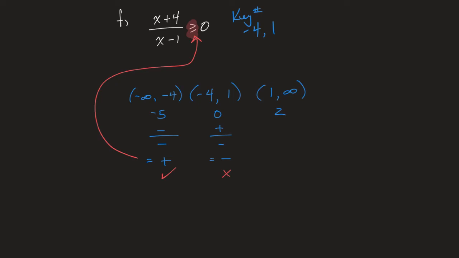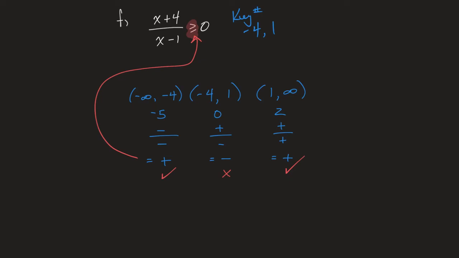And now I'll do the same thing with my last interval. I'm imagining subbing in 2, or I am subbing in 2. 2 plus 4 gives me a positive. 2 minus 1 gives me a positive. A positive divided by a positive is a positive. I'm following the red arrow. Is that what I was looking for? Yep. And there's my solution.